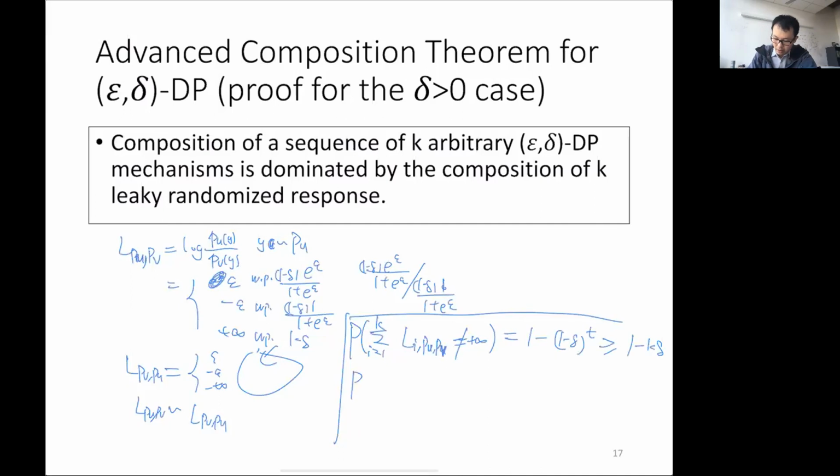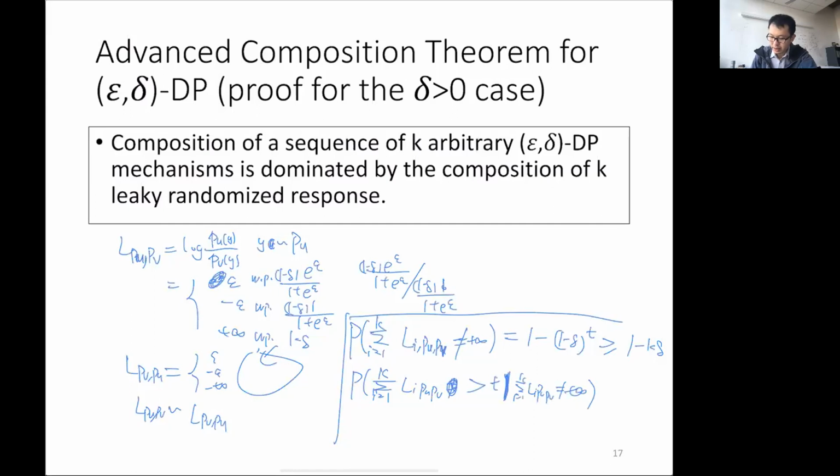Okay, now it suffices to consider the probability that this thing is larger than, say, t, after conditioning on the sum of L(P_U, P_V) not being positive infinity.